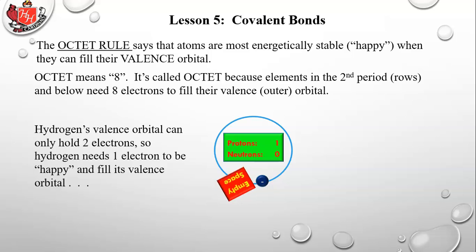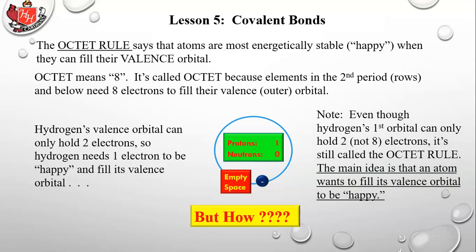Hydrogen's valence orbital can only hold 2 electrons, so hydrogen needs 1 electron to be happy and fill its valence orbital. But how? And note that even though hydrogen's first orbital can only hold 2, not 8 electrons, it's still called the octet rule. The main idea is that an atom wants to fill its valence orbital to be happy.